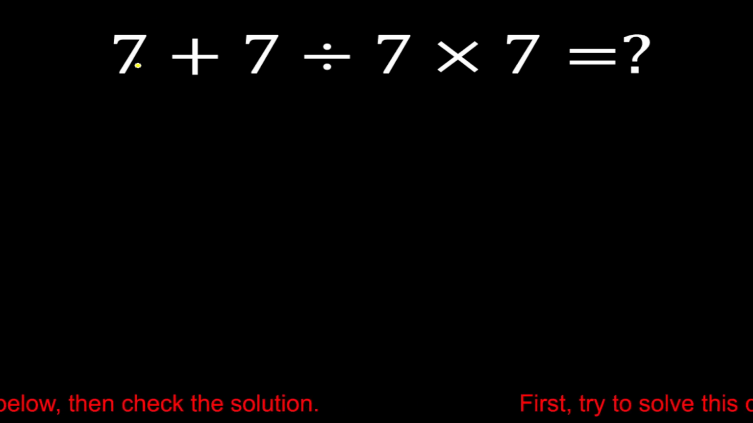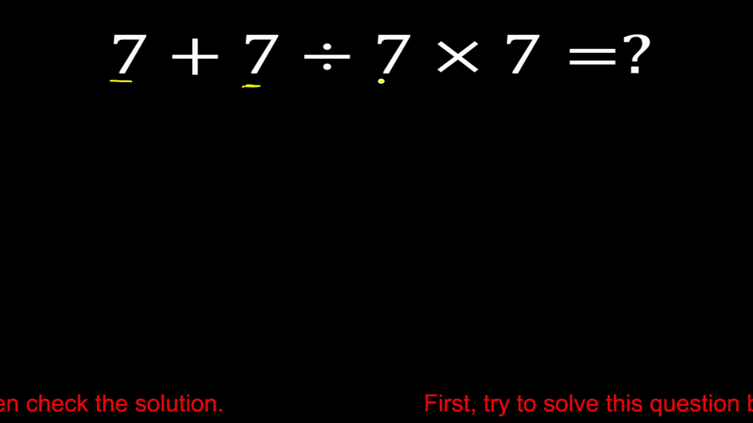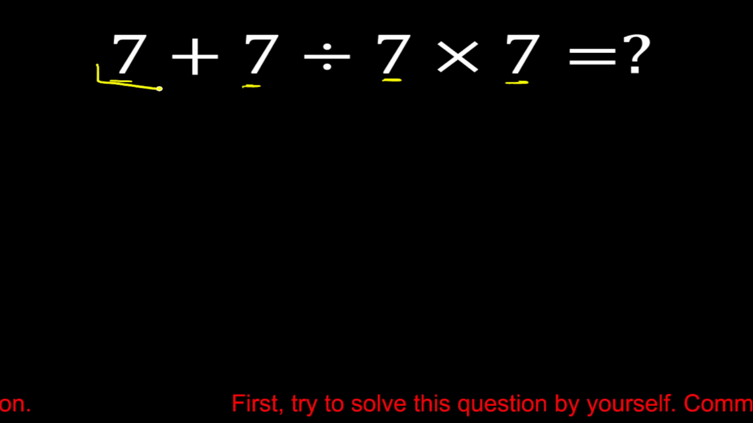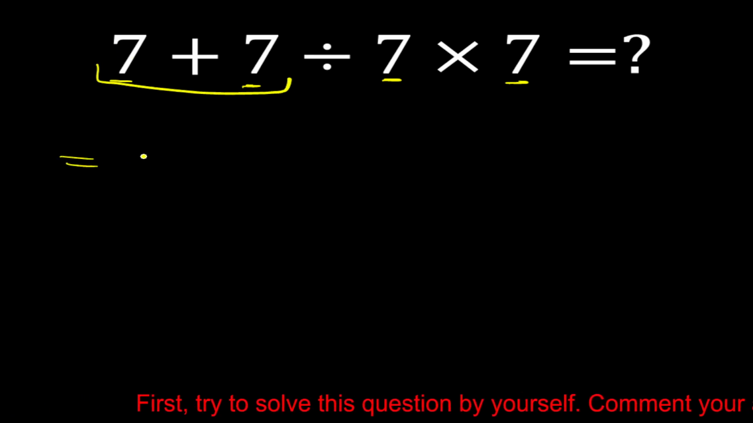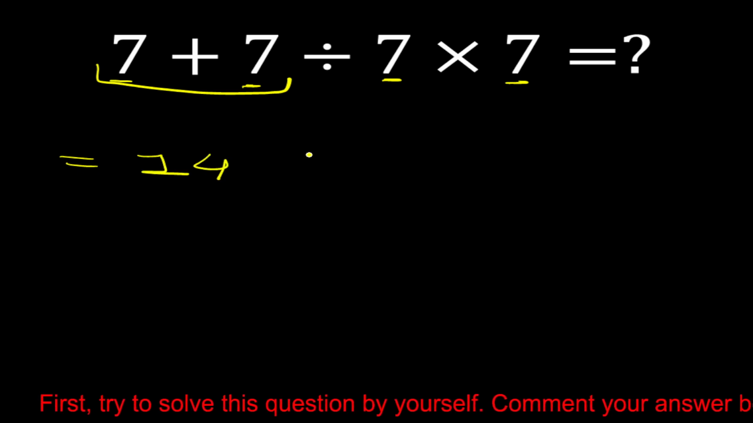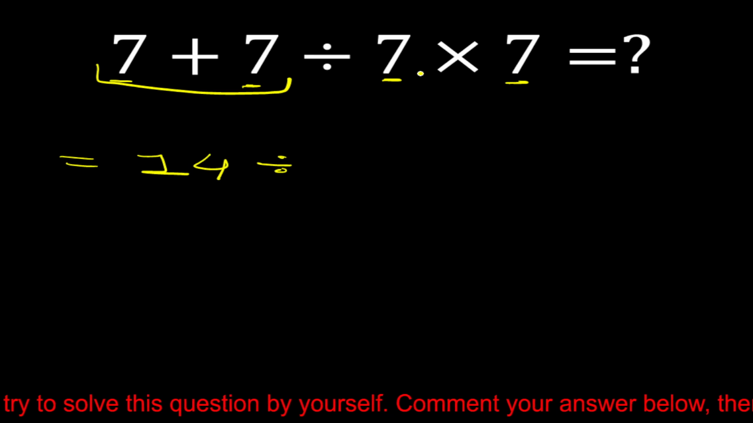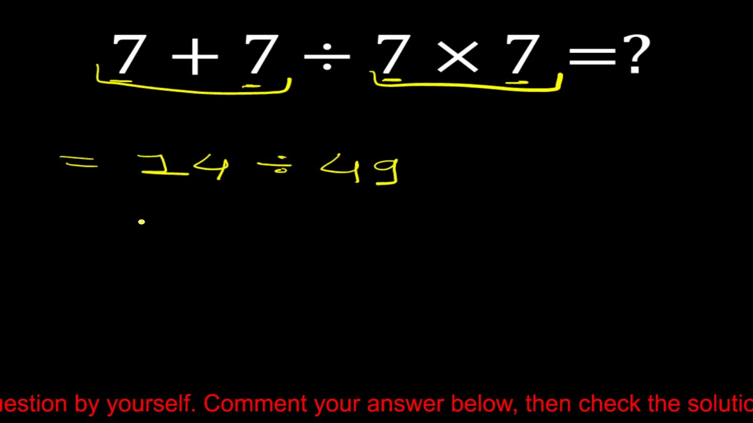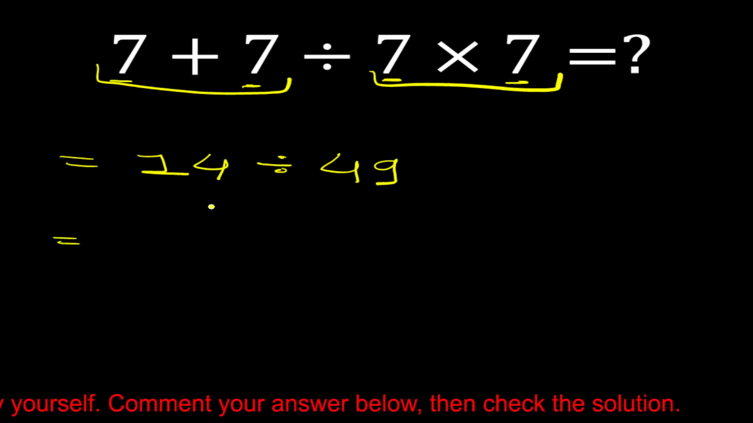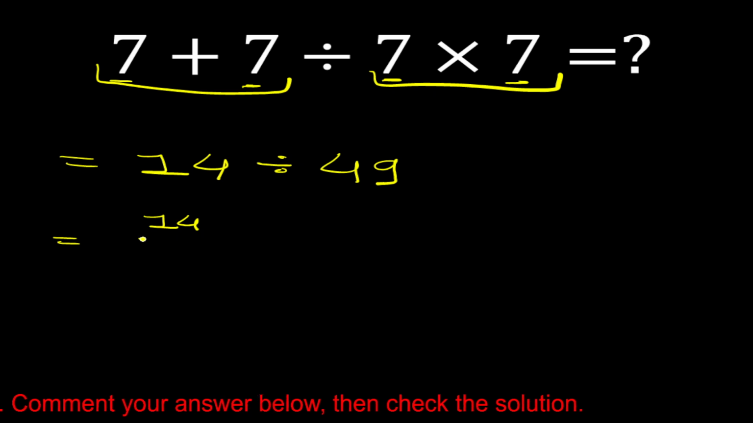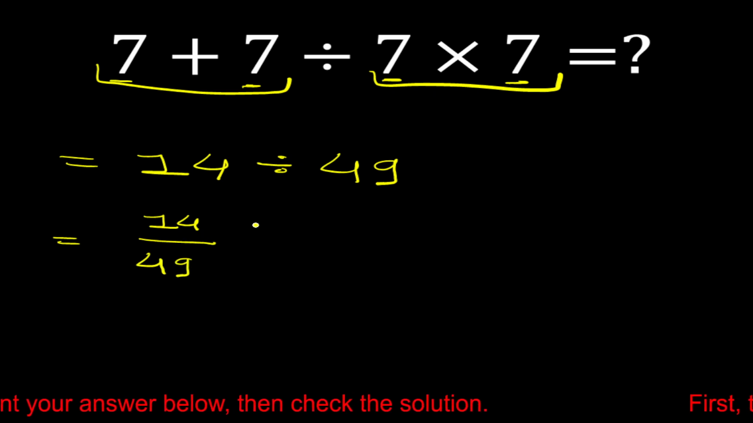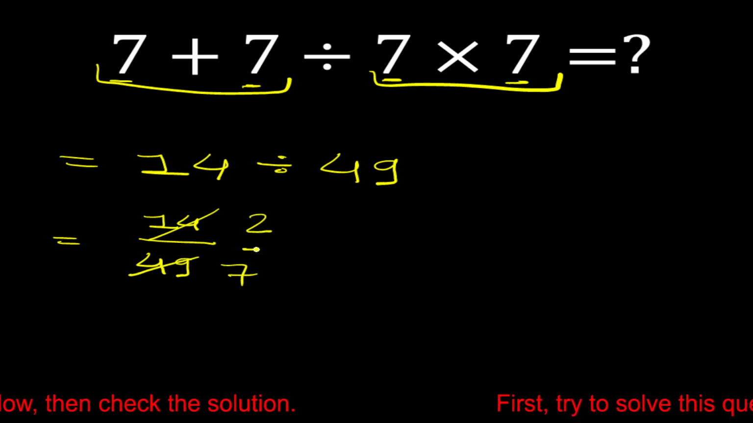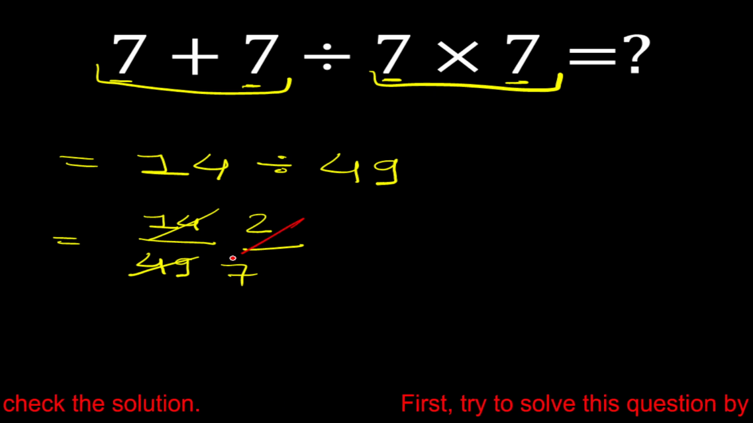So here we have a question: 7 plus 7 divide 7 multiply 7. Okay. So most people solve this question like 7 plus 7 is equal to 14. Then divide 7 multiply 7 is equal to 49. So 14 divide 49 can be written as 14 divide 49. So 2 by 7. But this answer is completely wrong. This answer is not correct.